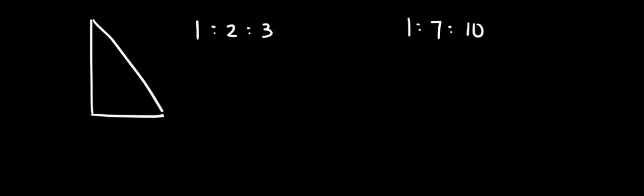Welcome. In this video, we're going to use ratios to find the angle measures in a triangle. We don't know any angle measures in this triangle, but we do know the ratio is 1 to 2 to 3. Therefore, we're going to set the unknown value as x.